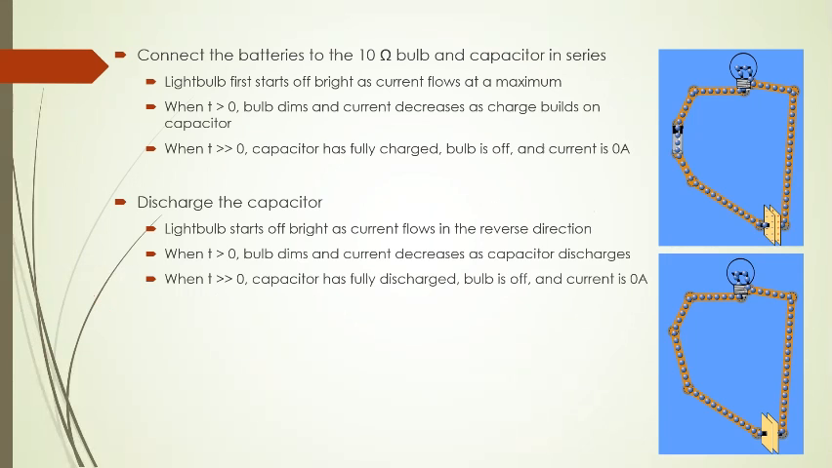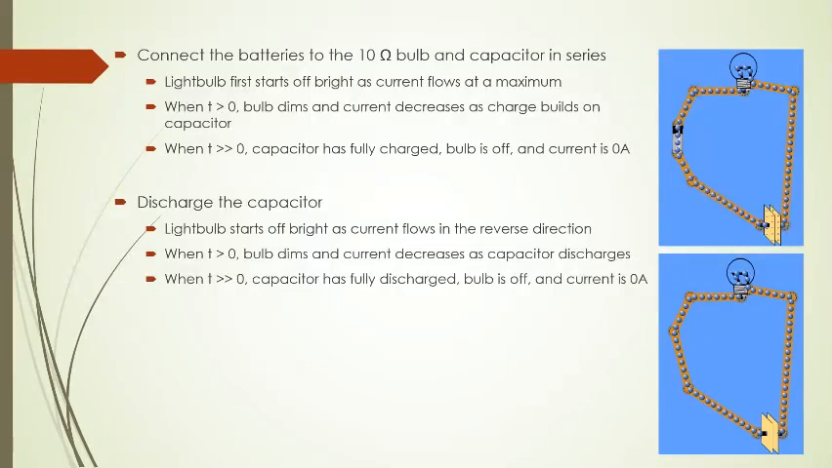RC circuits. The first step was to connect a battery to a 10 ohm resistive bulb and a capacitor in series. The light bulb will start off bright as current flows at a maximum. As t increases, the bulb dims and the current decreases as charge builds on the capacitor. And when t is much greater than 0, the capacitor has been fully charged and the bulb no longer shines, and the current is 0 amps.